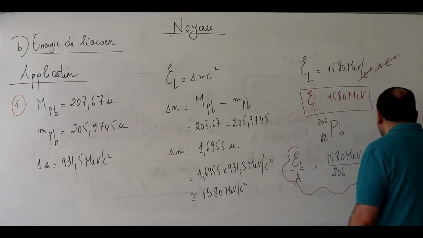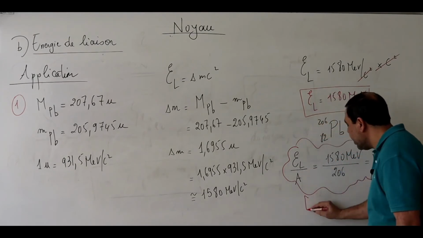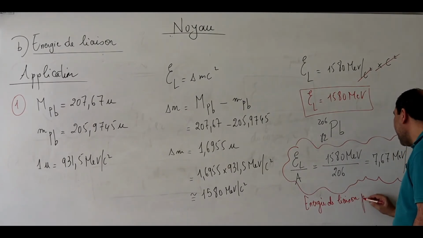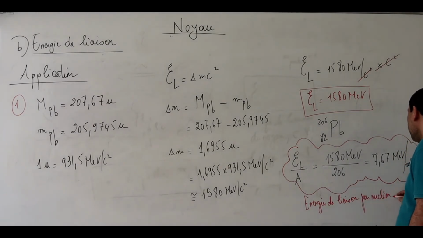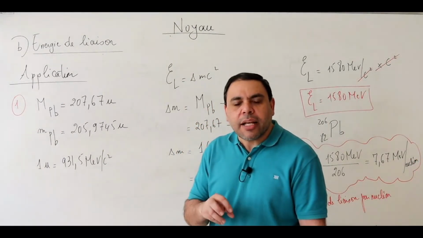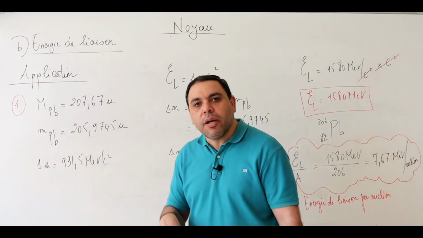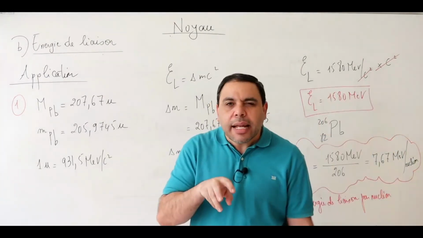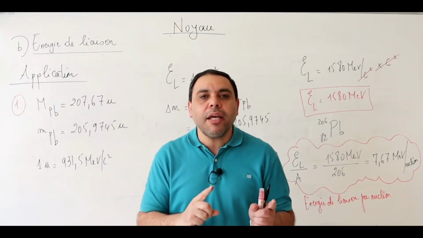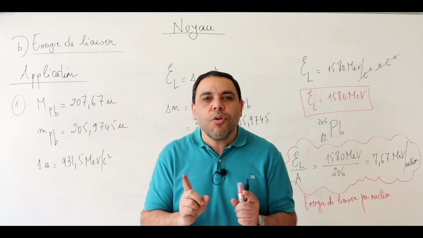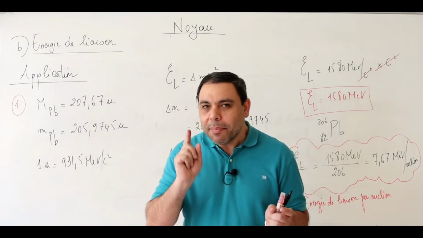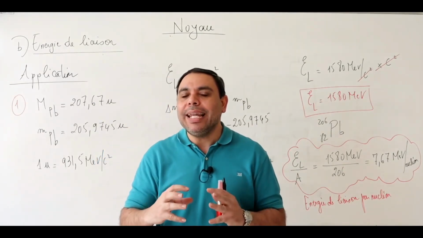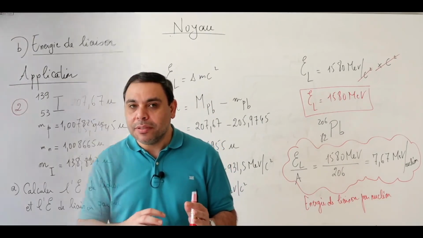This is the binding energy per nucleon. Hence, for separating each nucleon from the nucleus, we need to supply an energy of 7.67 mega electron volts. This is an extremely important indicator for comparing the stability between different nuclei.